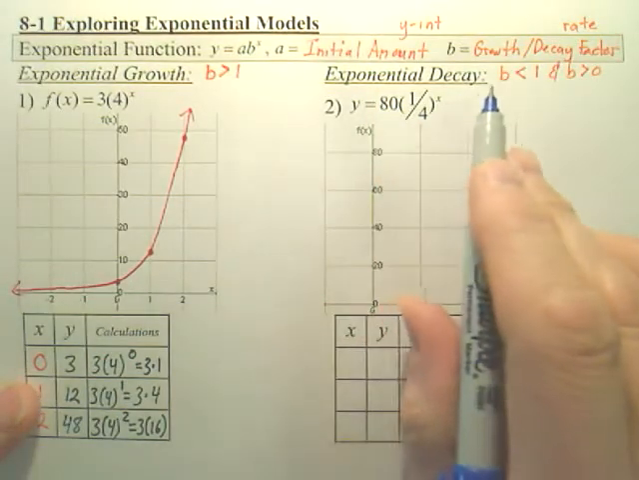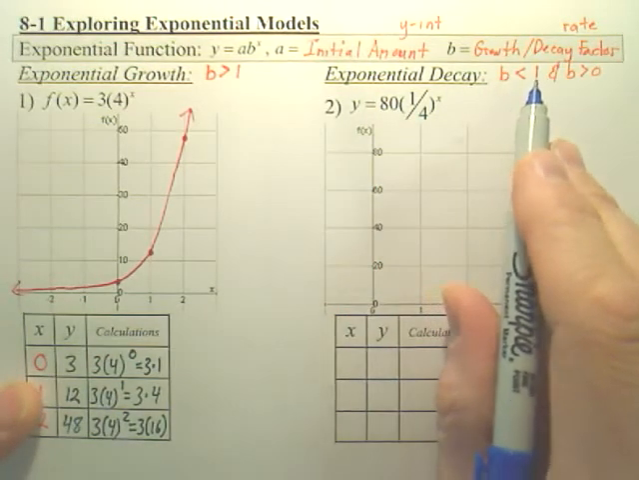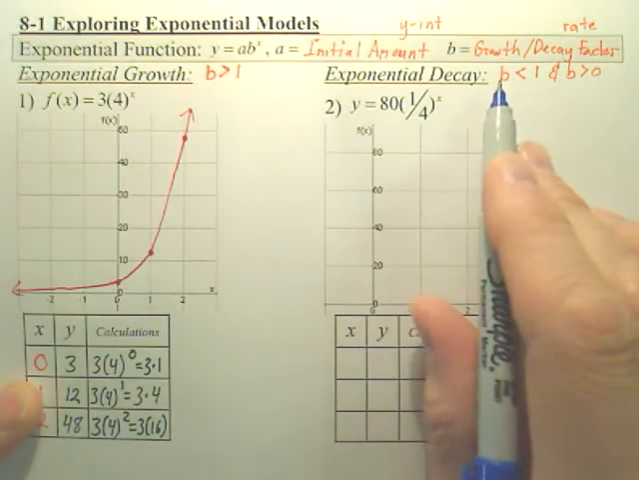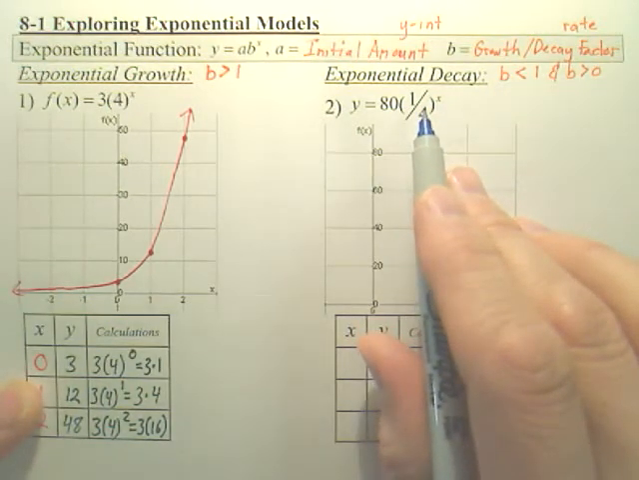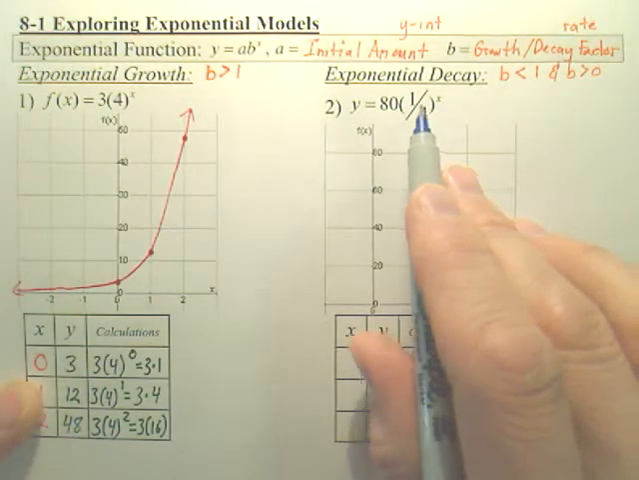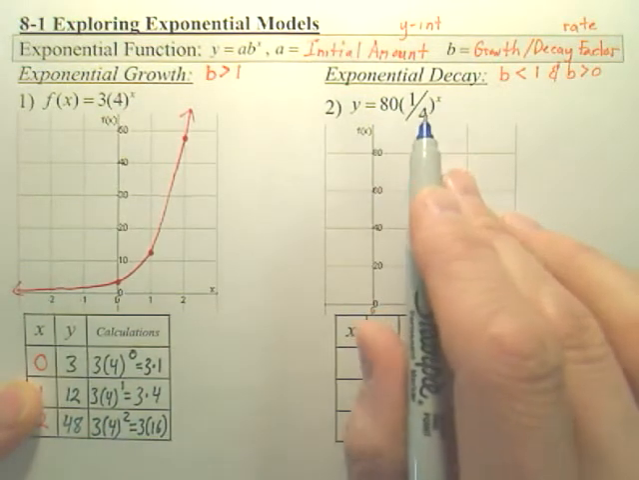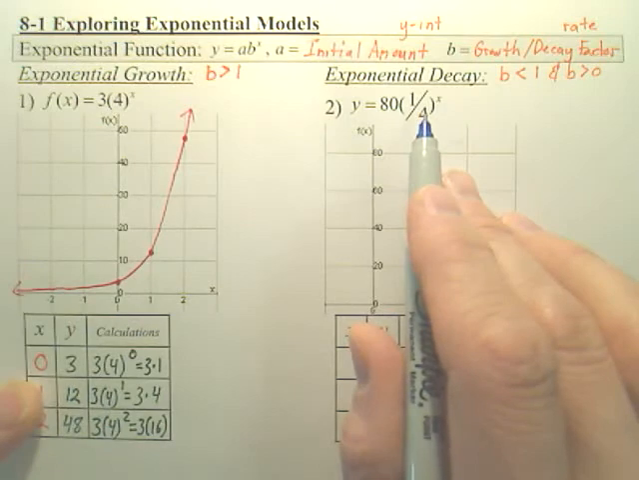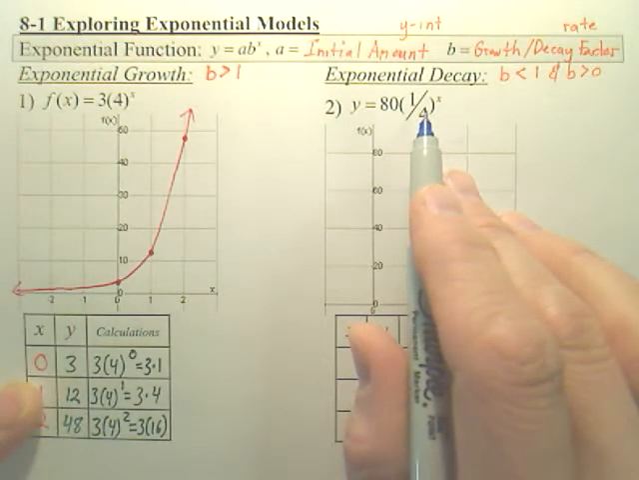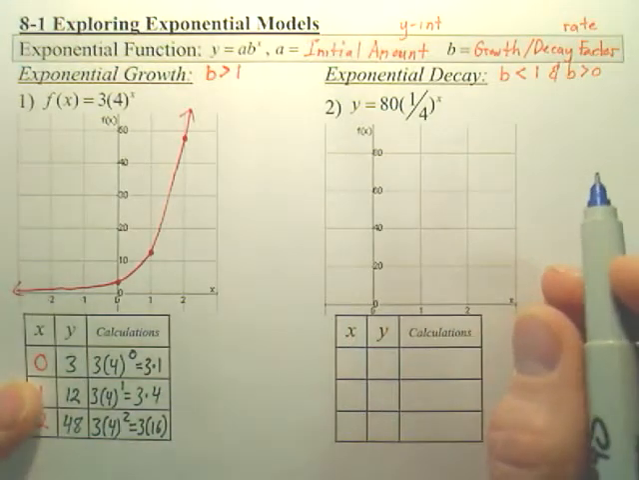Now with decay, you guys, b is between 0 and 1. Basically your b value, your value in here, is a fraction between 0 and 1. This is your initial value. It's going to mean you're going to start at 80. This 1/4 means you're going to, each increment, drop a fourth of the previous, because you're multiplying by 1/4 each time.